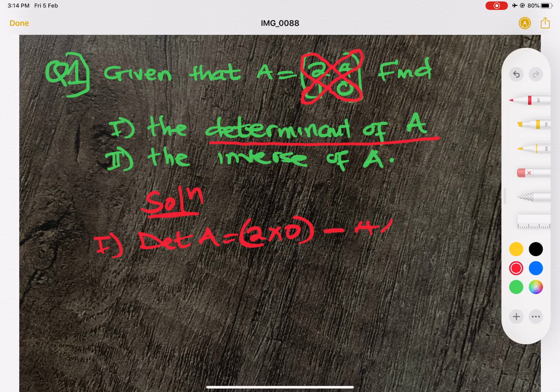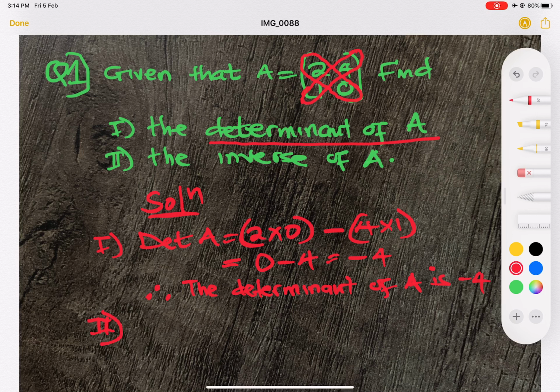So 4 times 1, which is equal to 2 times 0, it's 0, minus 4 times 1, that's 4. And 0 minus 4 is negative 4. Okay, so therefore, the determinant of A is negative 4. Okay, the determinant of A is negative 4. Let us now find the inverse of A.